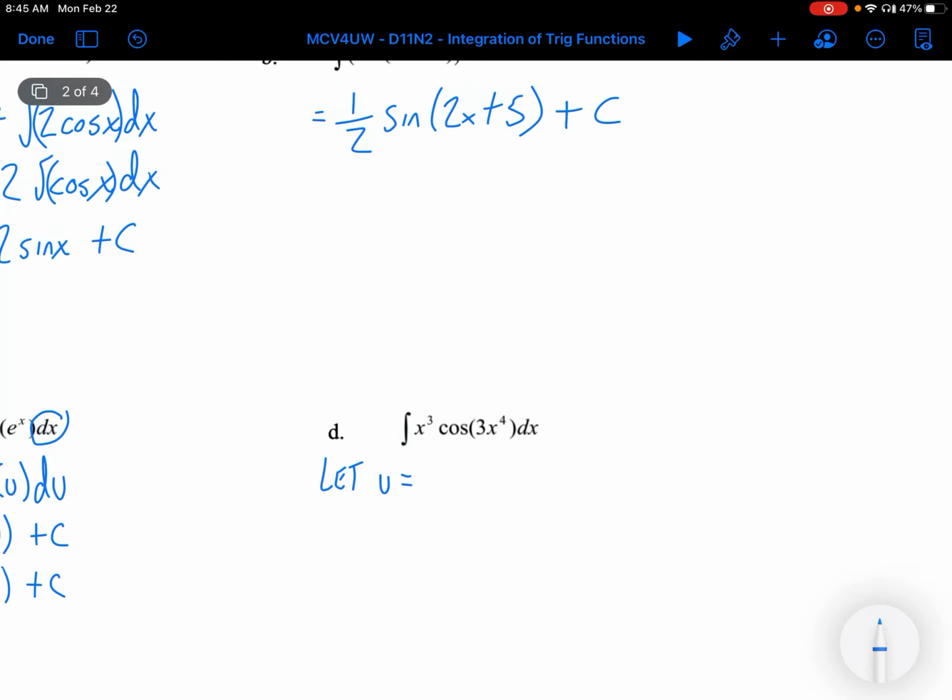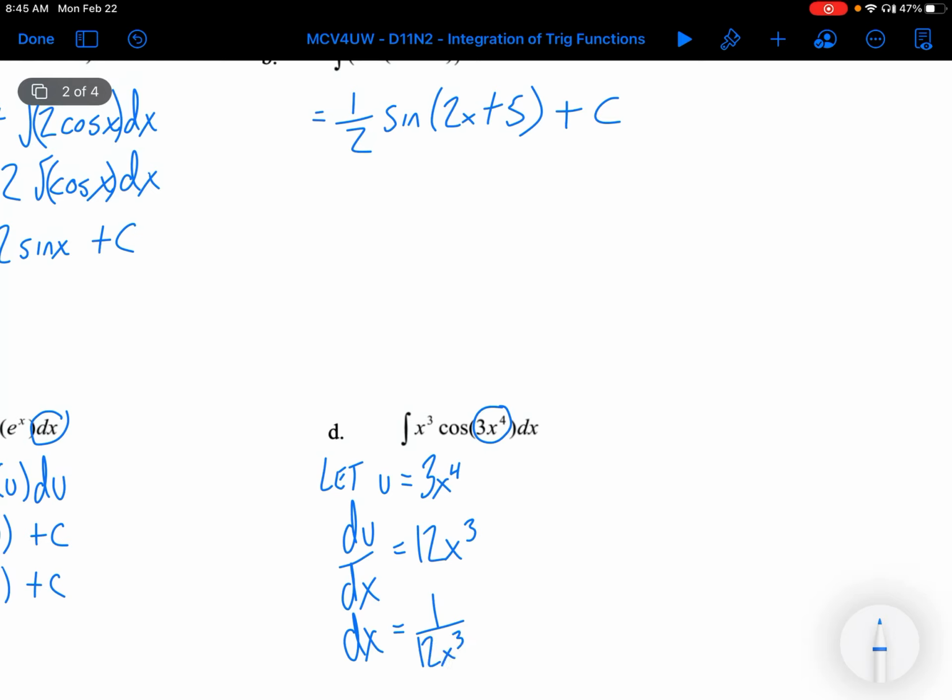So this time, when we're doing this, we're always using this value. Okay, so we're going to have u is 3x to the 4. So then du by dx is going to be 12x cubed. And then when we solve for dx, we're going to get 1 over 12x cubed.